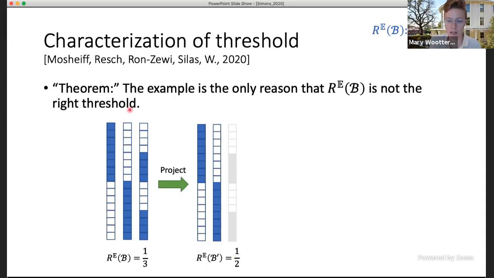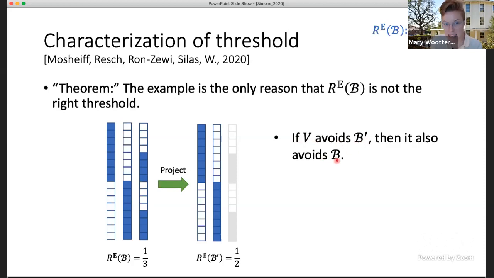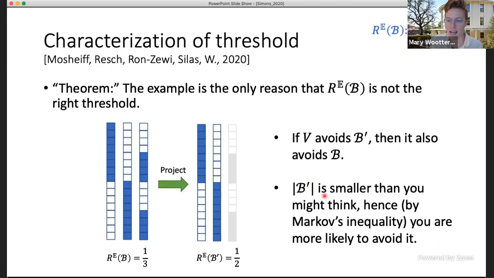What went on in this example: we had some set that we are interested in, and we projected it down by forgetting one of the elements, and we made this new set B prime. We observe that if V, a subspace, avoids B prime, then it definitely also avoids B. And somehow the size of B prime ended up being smaller than you might think. So therefore, by Markov's inequality, you're more likely to avoid it than you might think. And thus, going backwards, I'm more likely to avoid this original set than I might think. And so I claim that basically this is the only thing that can be going on.